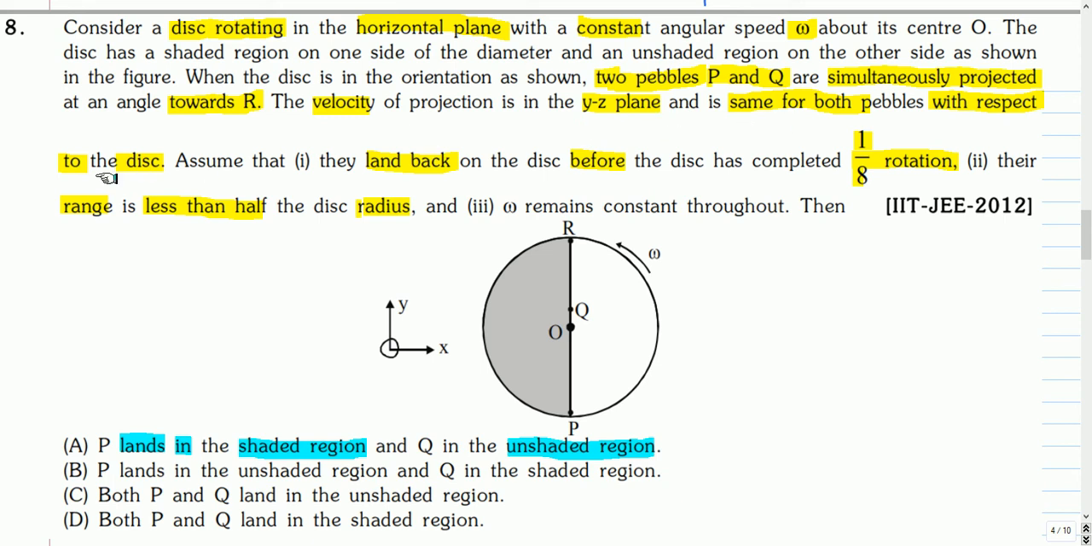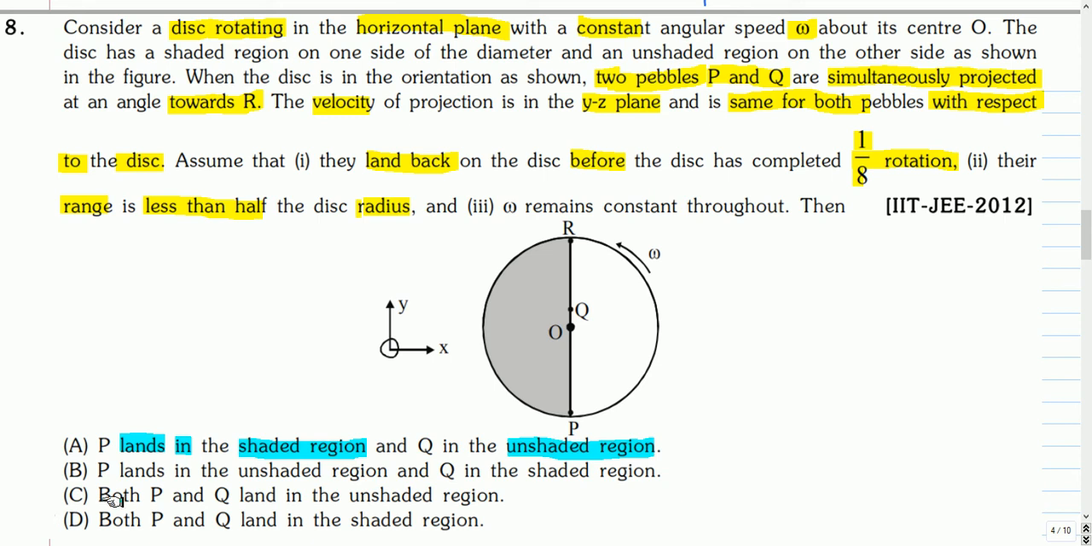respect to the disk. Assume that 1. They land back on the disk before the disk has completed 1/8 of rotation. 2. The range is less than half the radius. And 3. Omega remains constant throughout.